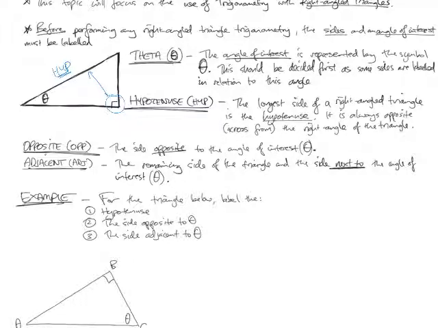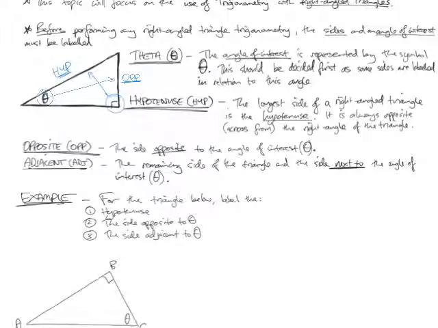Next, side opposite, or OPP, the side opposite to the angle of interest, theta. So theta is here. The side opposite to it, or across from it, is over there. So that would be labelled OPP for opposite.